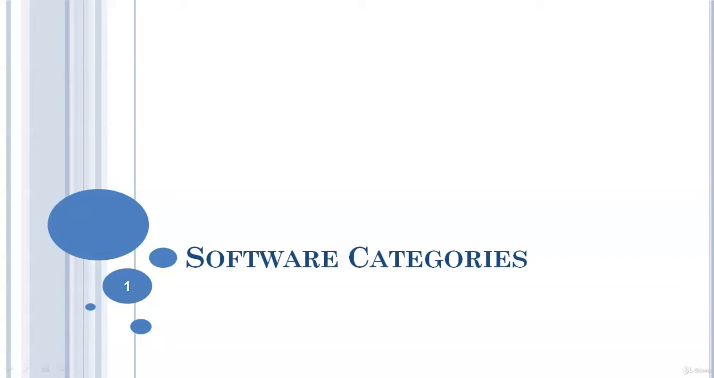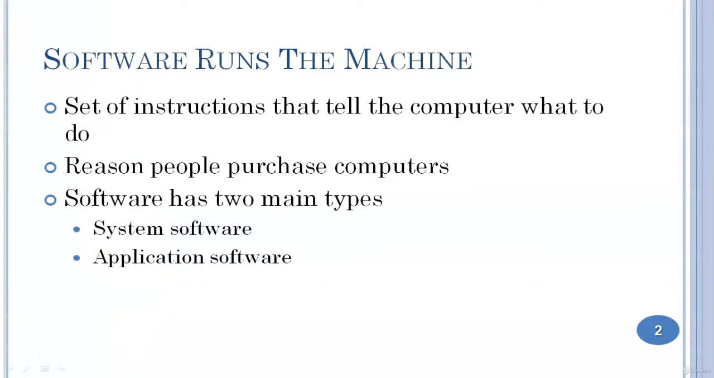In this lesson, we will discuss the different categories of software. Now, as we discussed earlier, software is a set of instructions that tell the computer what to do. Software is also called a program, and software is the reason or the motivation for people to purchase computers. Software is important because it runs the machine.